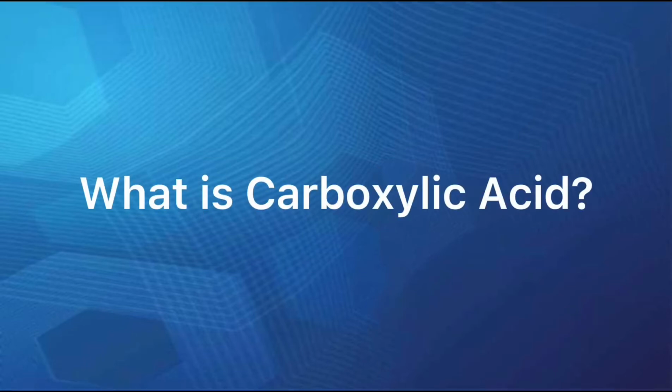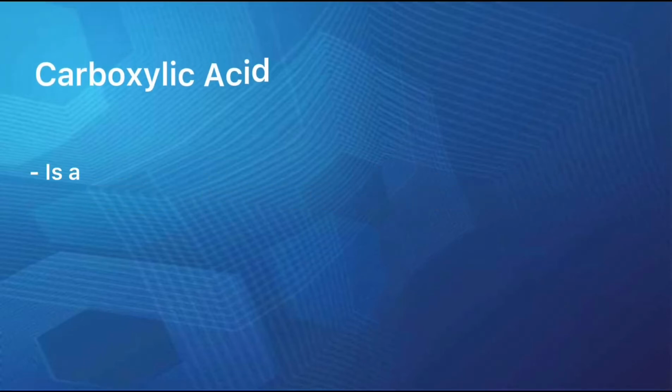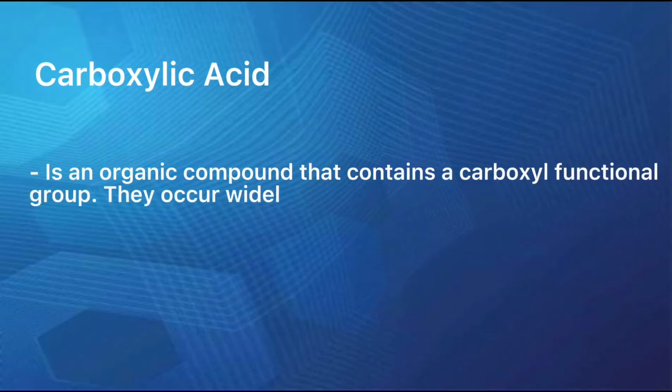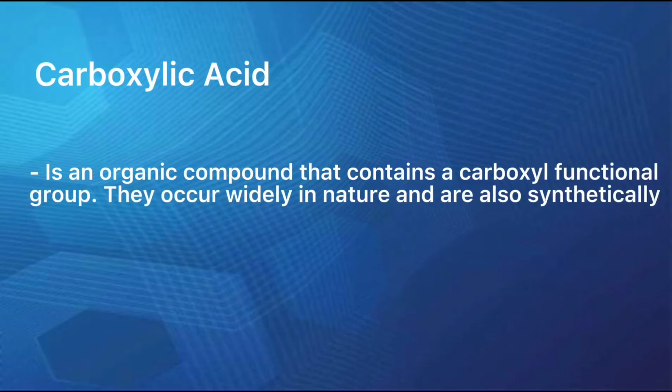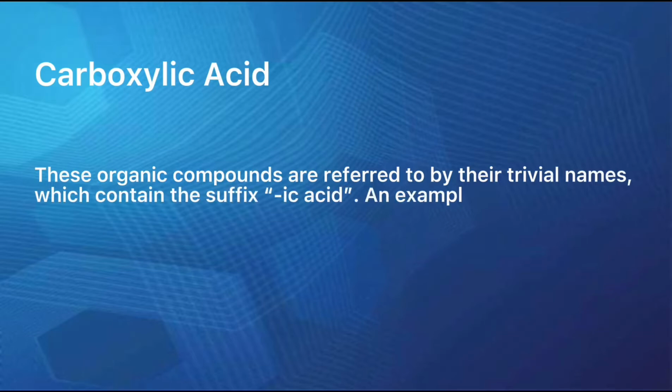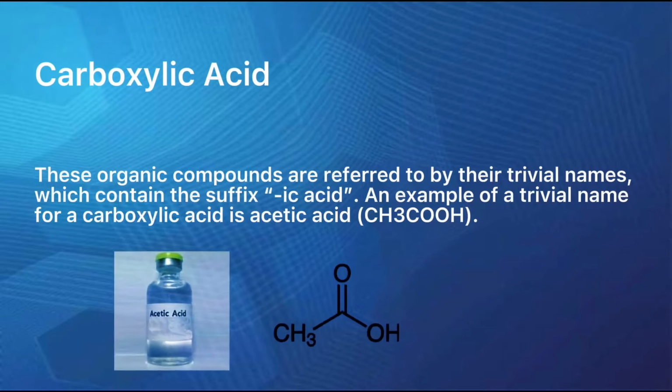What is carboxylic acid? Carboxylic acid is an organic compound that contains a carboxyl functional group. They occur widely in nature and are also synthetically manufactured by humans. These organic compounds are referred to by their trivial names, which contain the suffix "ic" together with acid. Example of this trivial name is acetic acid.